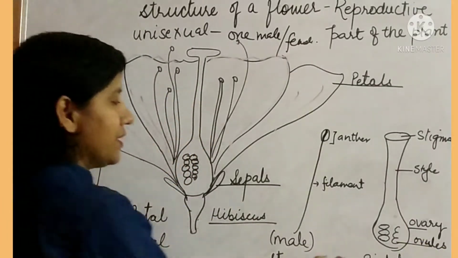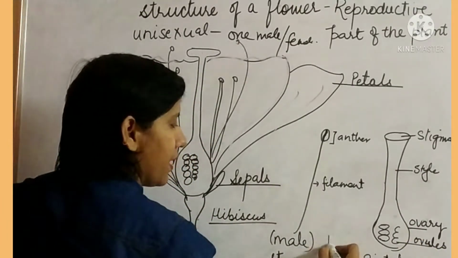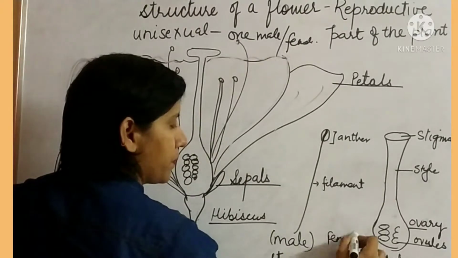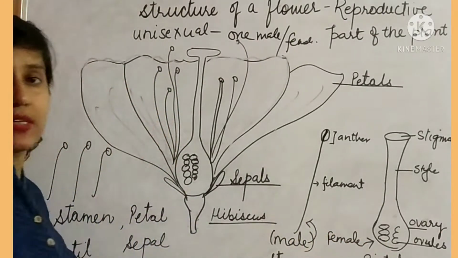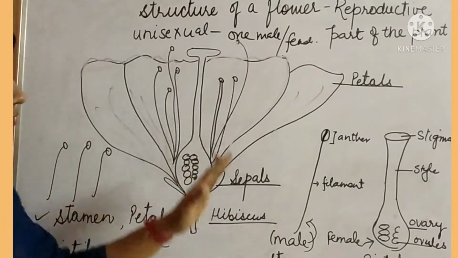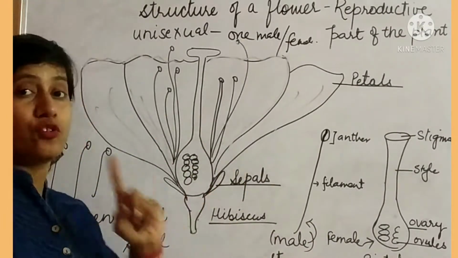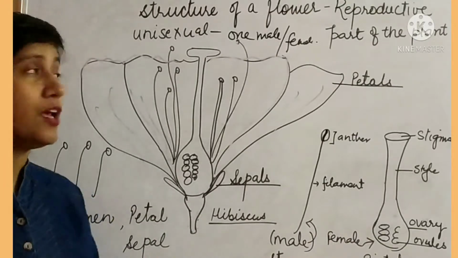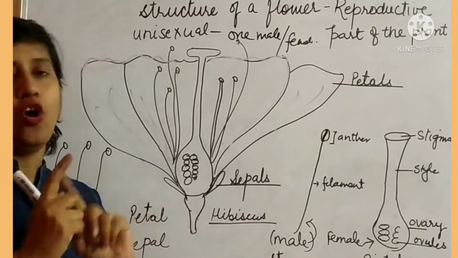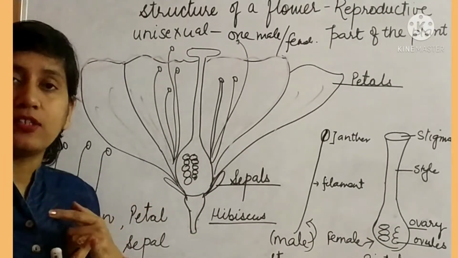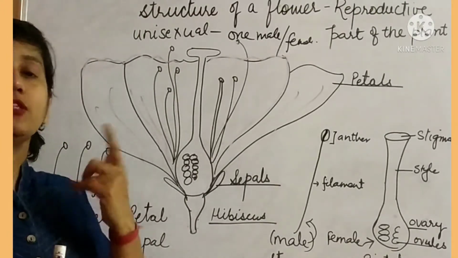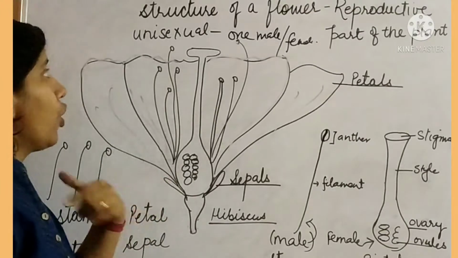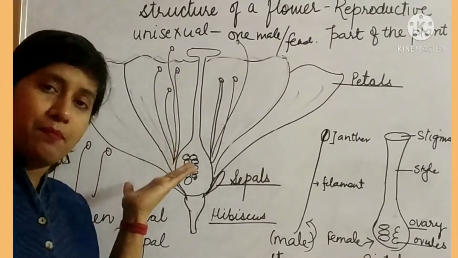Okay? And this is the female part. Okay, and this is the male part. I hope it is clear. So every flower has... why is a flower a reproductive part? Because it has male or female parts. Some flowers are bisexual, meaning both genders are present. Some flowers are unisexual, meaning only one gender, either stamen or pistil.